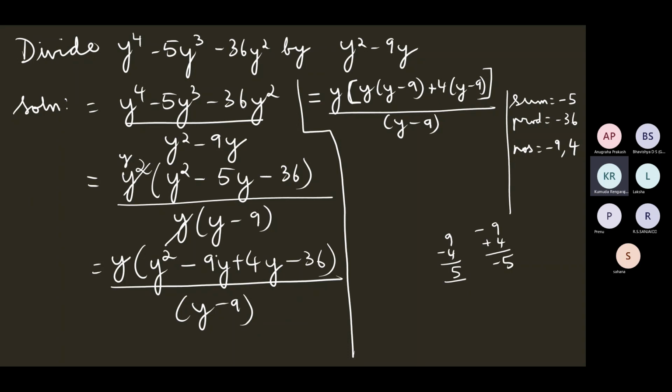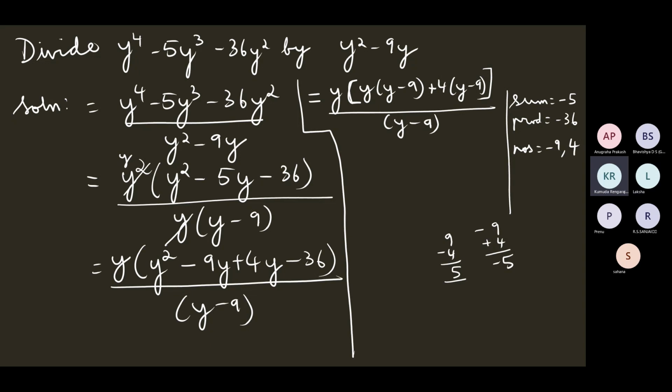Thank you, Anugraha. So children, the numerator, first step is to take out the common factor. After taking out the common factor, in the numerator, we have three terms which can be factorized by splitting the middle term. So we identify the sum as minus 5 and the product as minus 36, and we find the two numbers that satisfy the sum and the product. And the two numbers happen to be minus 9 and plus 4. So we split the middle term minus 5y as minus 9y plus 4y. Now there are four terms in the numerator, and you'll have to continue the factorization procedure by grouping. Group the first two terms and the last two terms.